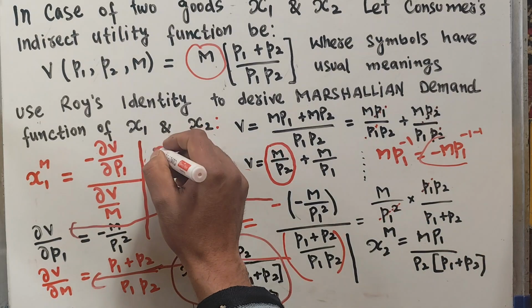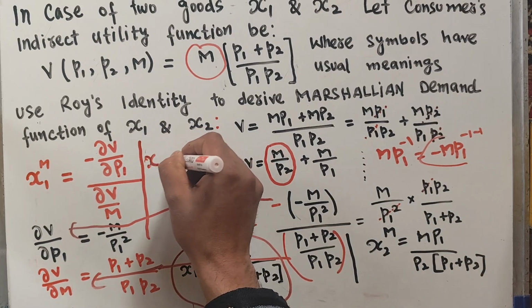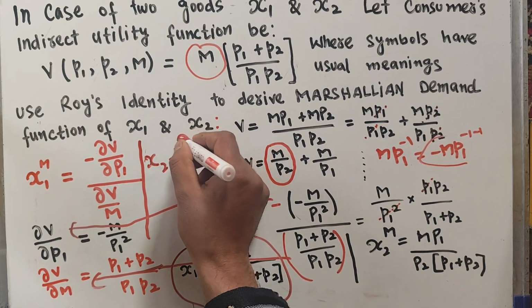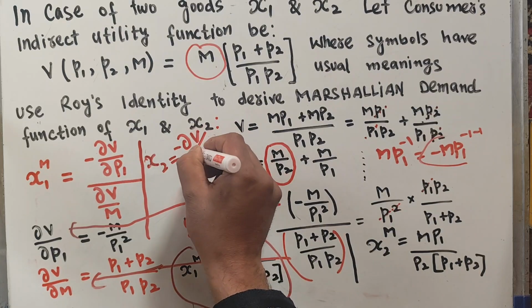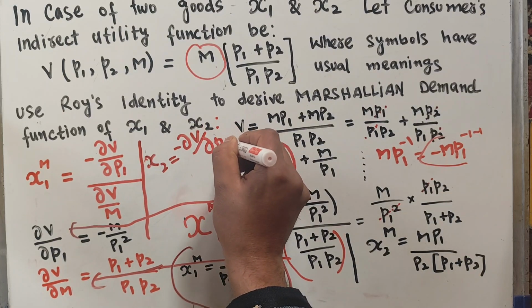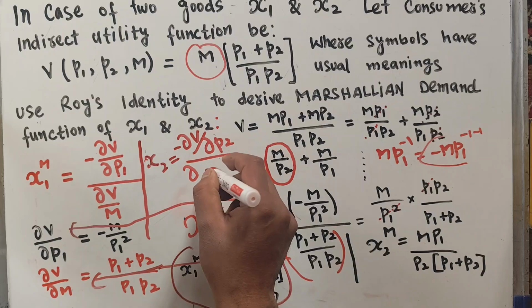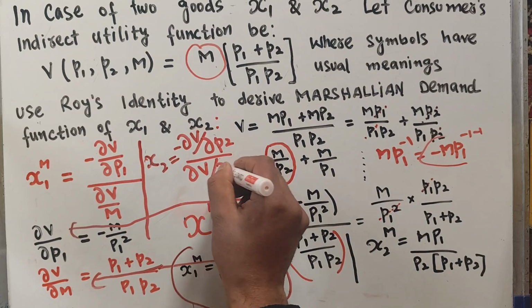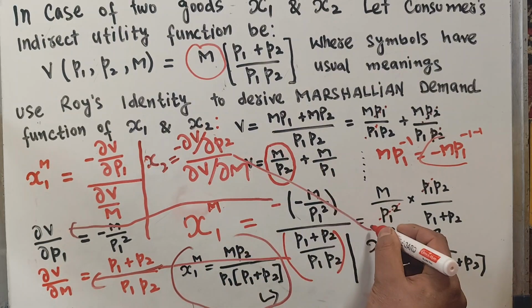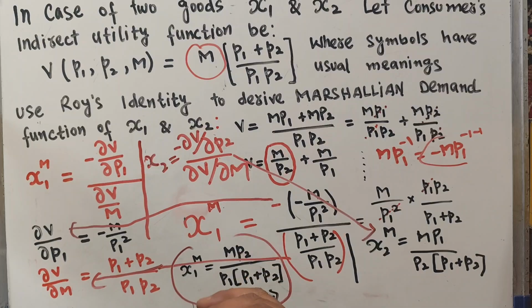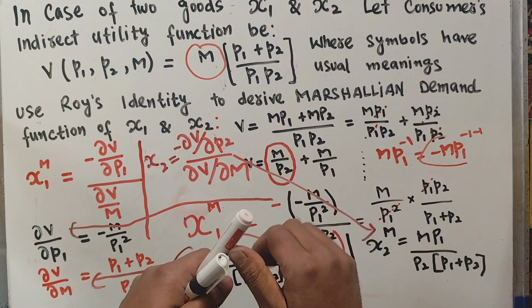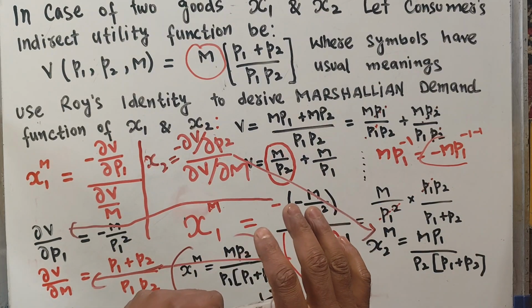Symmetrically, we can find the Marshallian demand function for good x2, which will be equal to minus the partial derivative of the indirect utility function with respect to p2 this time, divided by the partial derivative of the indirect utility function with respect to m. Solving this, we will get this as the Marshallian demand function for good x2. I hope I made myself clear in this video and you find it helpful. Thank you.